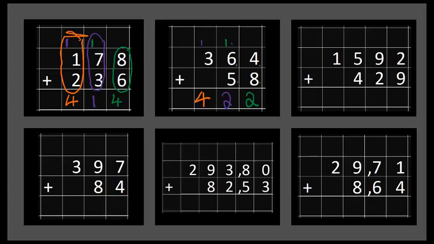Let's do the next one. 2 and 9 is 11. So that's 1. Carry 1 over. Then we have 9 plus 1 is 10. 10 plus 2 is 12. 2 carry 1 over. Next up we have 5 plus 1 is 6. 6 plus 4 is 10. So 0 carry 1 over. And then lastly we have 1 plus 1 is 2. 2021. Next question, bottom left.